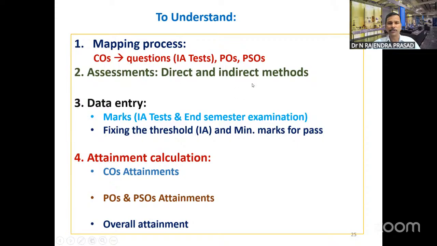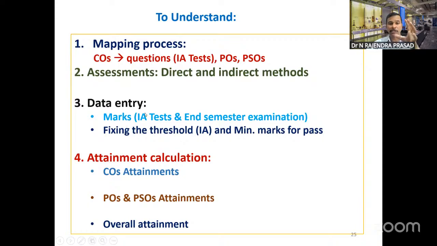One is direct assessment and the other is indirect assessment. Direct assessment means very simply, wherever the assessment methodology involves awarding marks to the student's performance. Indirect assessment is solely through surveys, solely through feedback from stakeholders such as employers, alumni, parents, students, peers, etc. Then the next step is data entry.